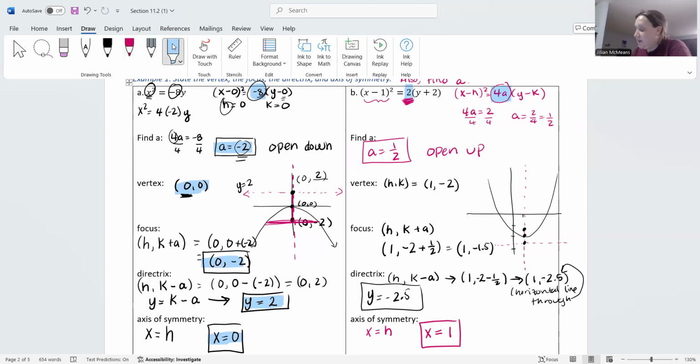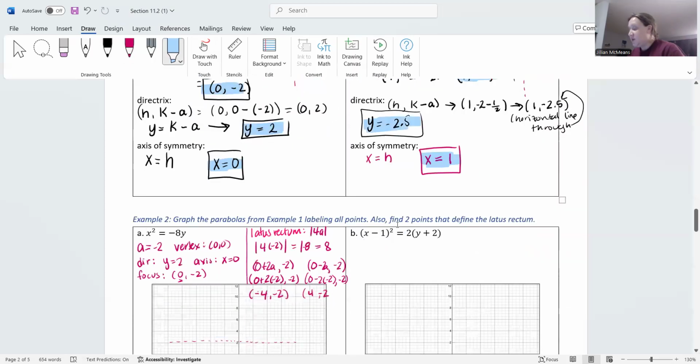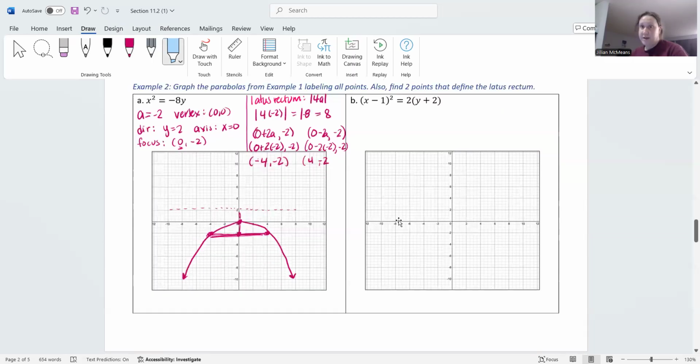Okay, so let's highlight some stuff. We've got our A value, we've got our vertex, focus, directrix, and axis of symmetry. Okay, so let's graph. This one's going to be really hard to graph. I chose a horrible piece of grid paper. I do apologize in advance for that, but I'd already printed these when I realized how bad it was and I didn't want to waste paper.